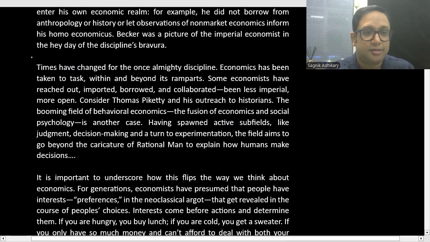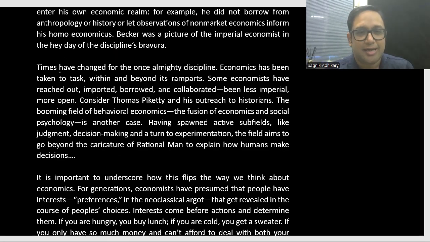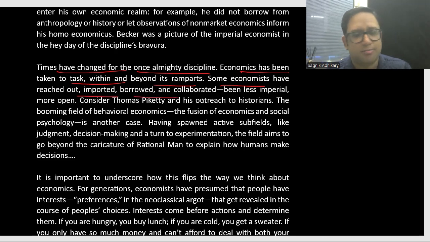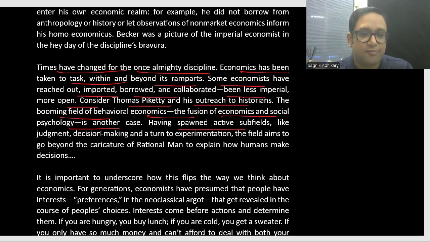The second paragraph mentions how in the present, this situation has changed. Times have changed for the once almighty discipline. Economics has been taken to task within and beyond its ramparts. Some economists have reached out, imparted, borrowed, collaborated, been less imperial, more open. Consider Thomas Piketty and his outreach to historians. The booming field of behavioral economics, the fusion of economics and social psychology, is another case. Having spawned active subfields like judgment, decision making, a turn to experiment, the field aims to go beyond the caricature of rational men to explain how humans make decisions.